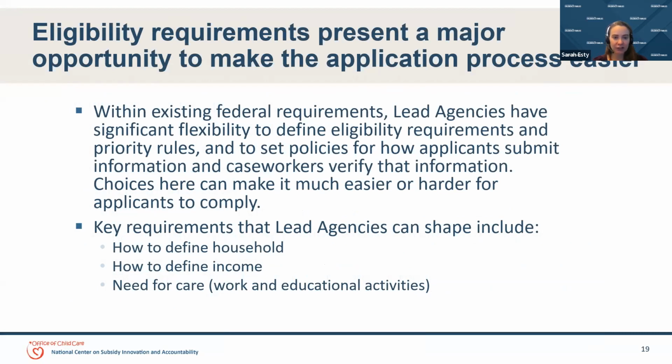So, when we did our research here, we found that a couple of the eligibility requirements were the biggest burden for families and also one of the biggest sources of work for the caseworkers validating on the back end. So, specifically, looking at the definition of household, the definition of income, and showing a need for care, so that work and educational activities section, those are the areas where you have significant state and territorial flexibility to decide how you want to define those terms and how you want people to verify that information.